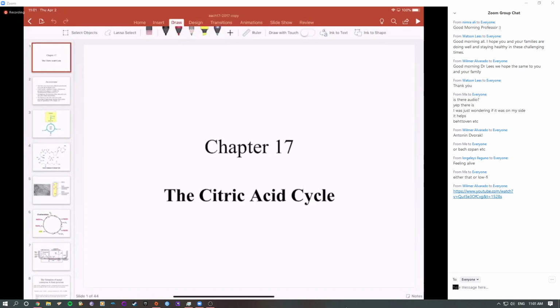Today, we're going to move on from chapter 16, where we covered gluconeogenesis, to chapter 17, where we look after the citric acid cycle.